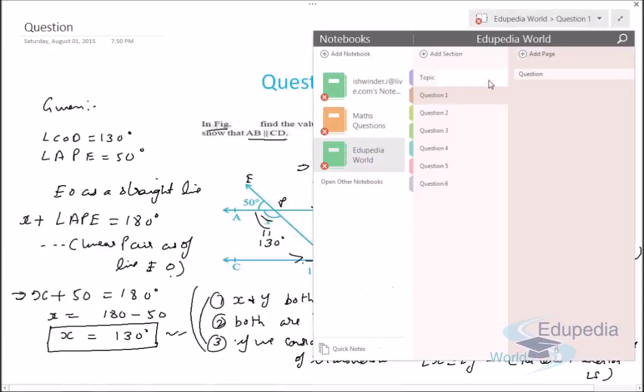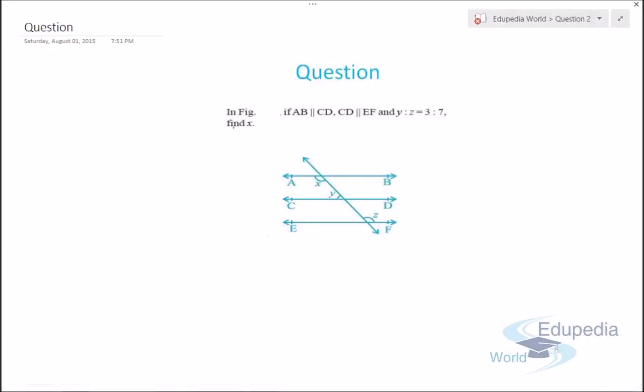So let's move on to the second question. Question number 2. In the question it's given in the figure that AB is parallel to CD and CD is parallel to EF, and it's given that y is to z is 3 is to 7. We need to find x. So first, it's given that AB is parallel to CD and CD is parallel to EF, and y is to z is 3 is to 7. So let's see how we can do this.